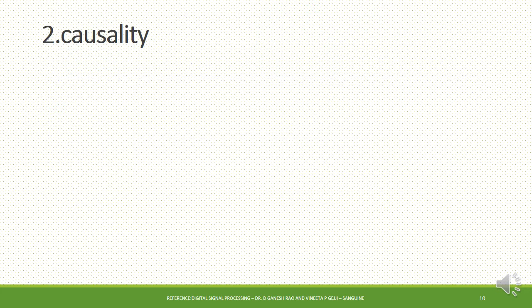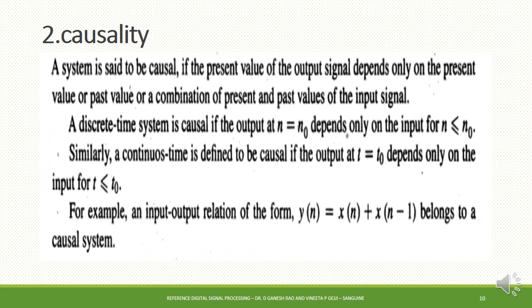The next property is causality. You can compare the definition. What does causality mean? A system is said to be causal if the present value of the output signal depends only on the present value or past value, or a combination of present and past values of the input signal.